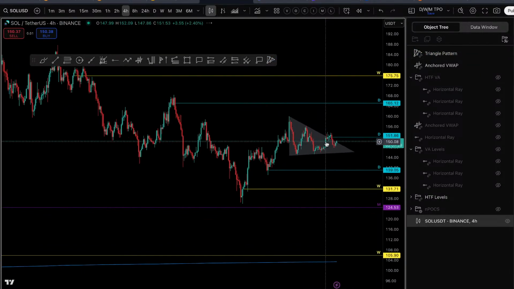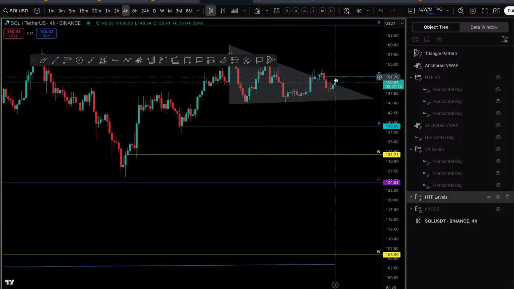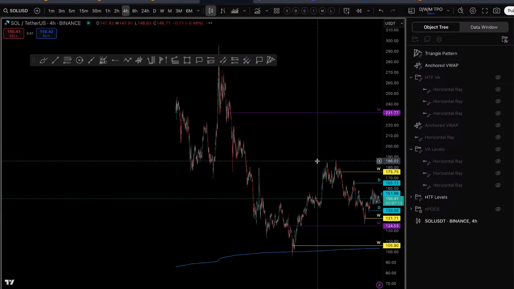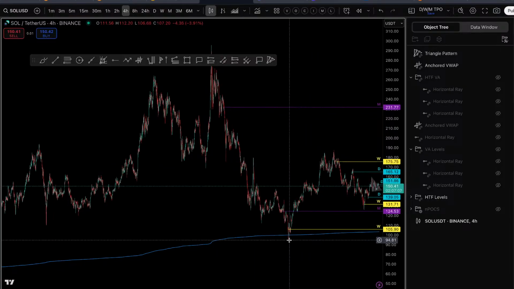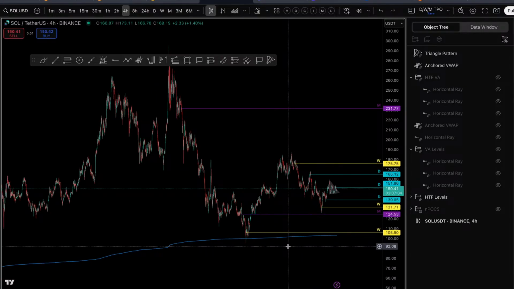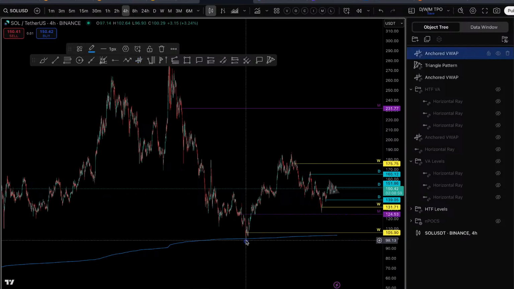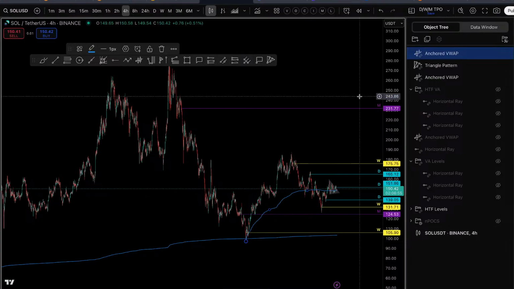Okay. Got rejected. Fade out. Came back in. Trying it again. Yep. Okay. So the most important thing when it comes to Solana is we have this trend. Yeah, the issue here again is that we lost this VWAP.